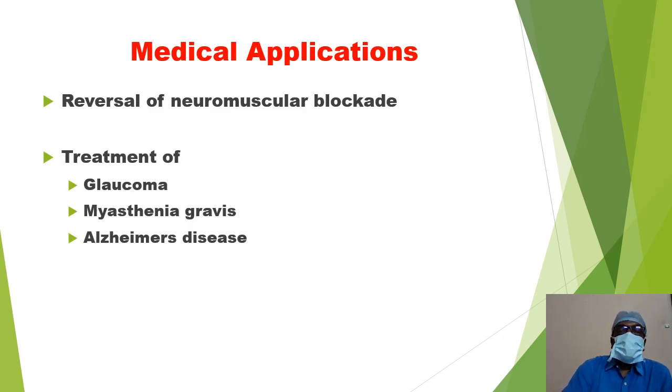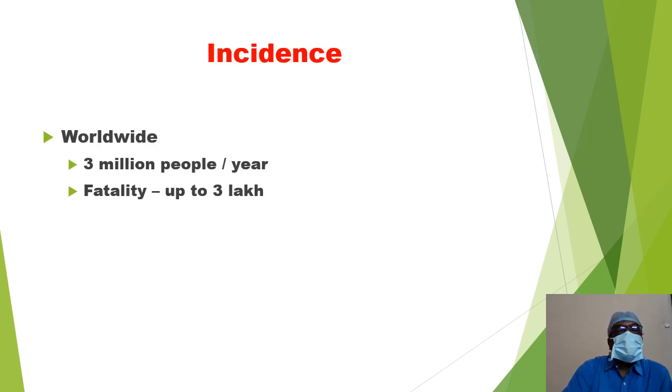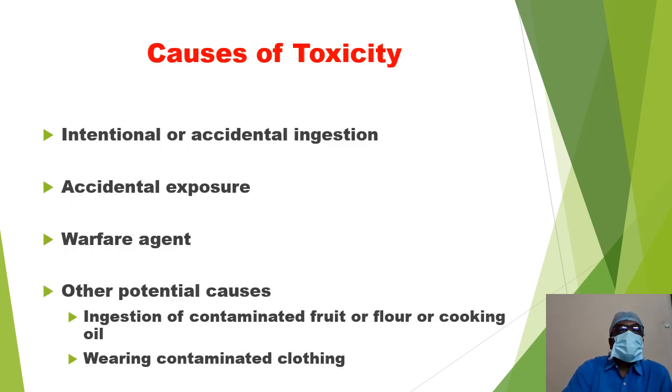There are a lot of medical applications regarding organophosphorus compounds. They are useful for reversal of neuromuscular blockade, and they are also useful in the treatment of glaucoma, myasthenia gravis, and Alzheimer's disease. Coming to the incidence of poisoning worldwide, almost 3 million people per year will be affected with organophosphorus poisoning, and the fatality is up to 3 lakhs, almost 10%.